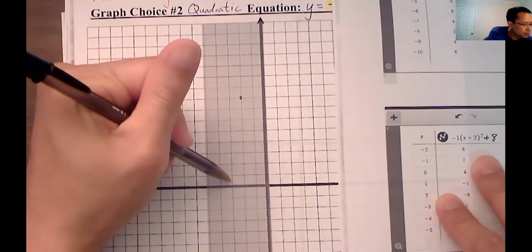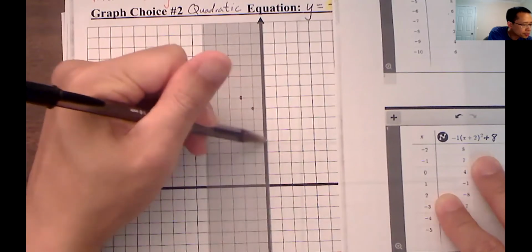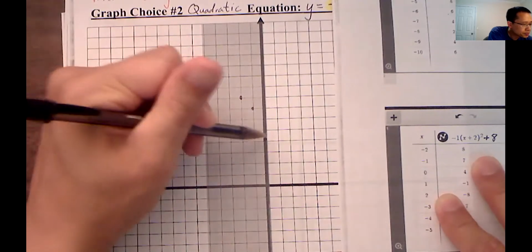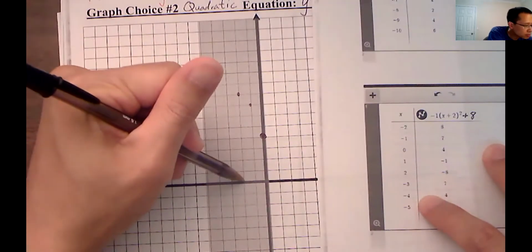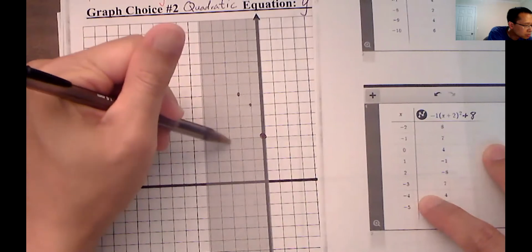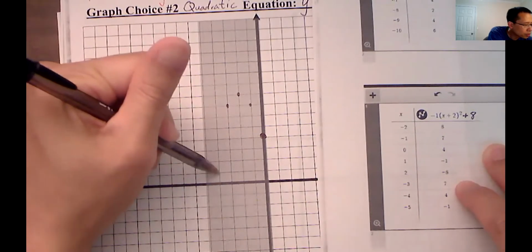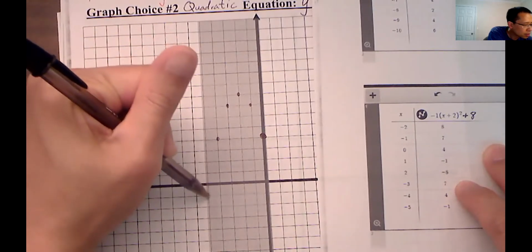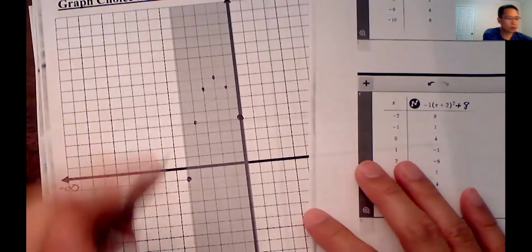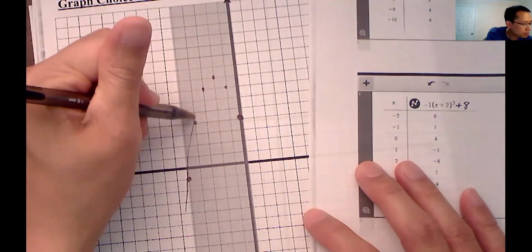-1, 7. 0, 4. -3, 7. -4, 4. -5, -1. Okay, I think this is enough for me to trace my parabola here.